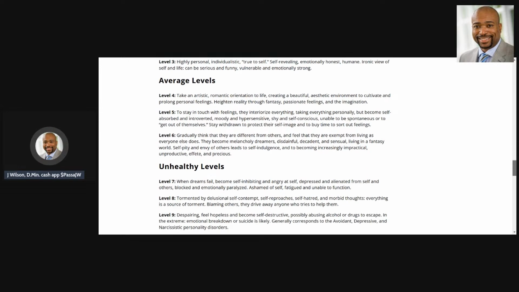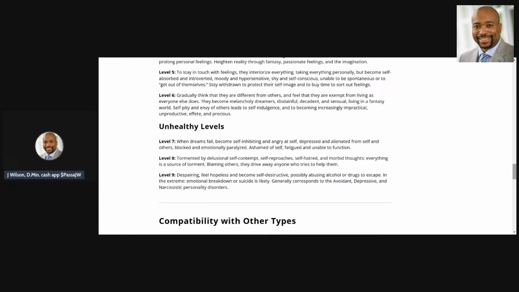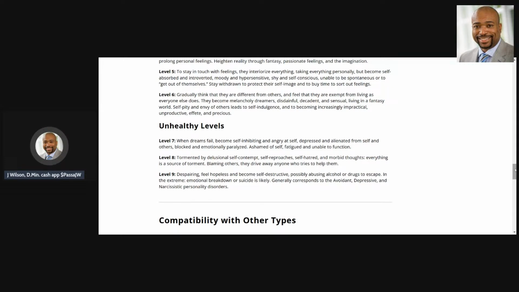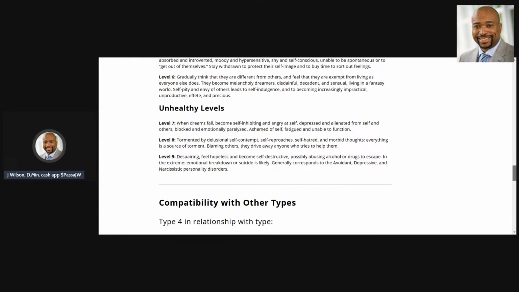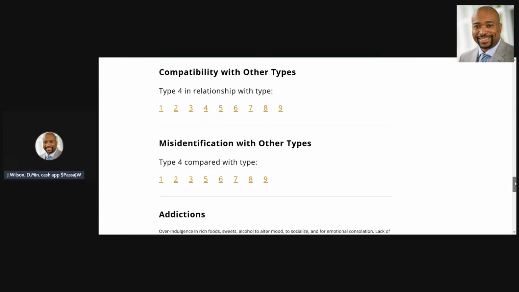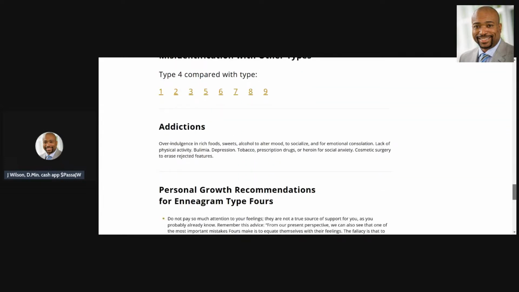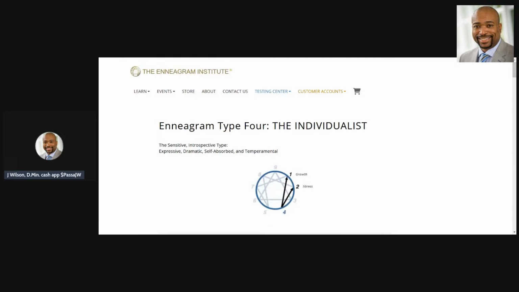At an average level, they take on an artistic, romantic orientation to life, creating a beautiful aesthetic environment to cultivate, to stay in touch with their feelings. They interiorize everything, taking everything personally, but becoming self-absorbed and introverted. Gradually they think they are different from others. And then on an unhealthy level, when dreams fail, they become self-inhibiting and angry at self, depressed and alienated from self and others. They are tormented by delusions of self-contempt, self-reproach, self-hatred, and then despairing feelings of hopelessness. Okay? And there are some of their addictions. So that is the individualist.